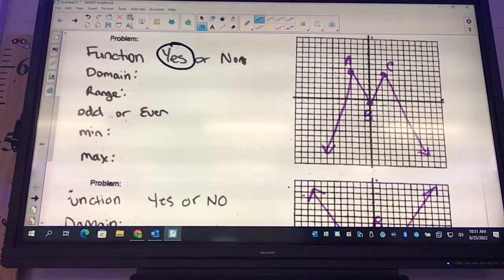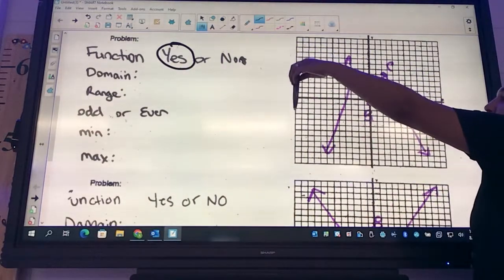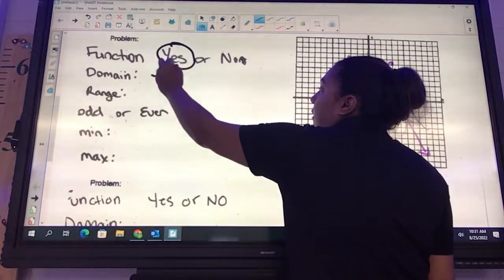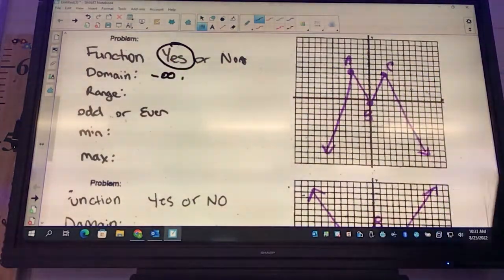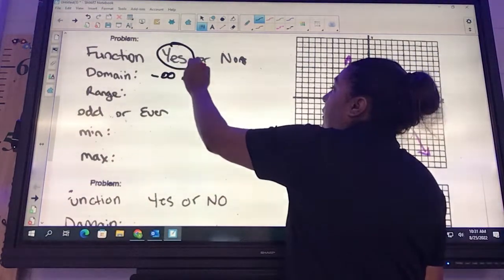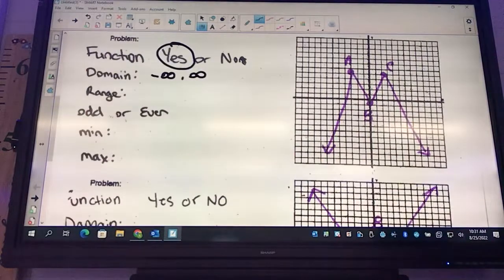Okay, the domain is what? We start with our pencil right here. Negative infinity to infinity.